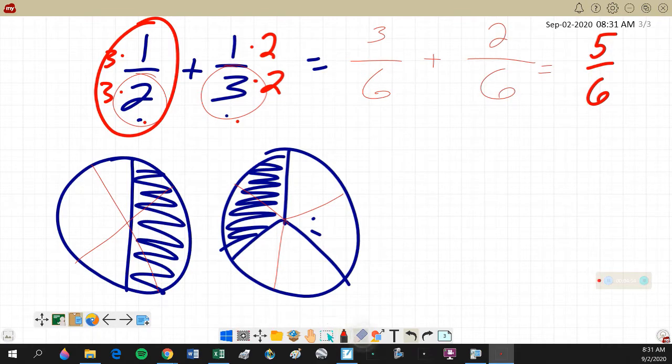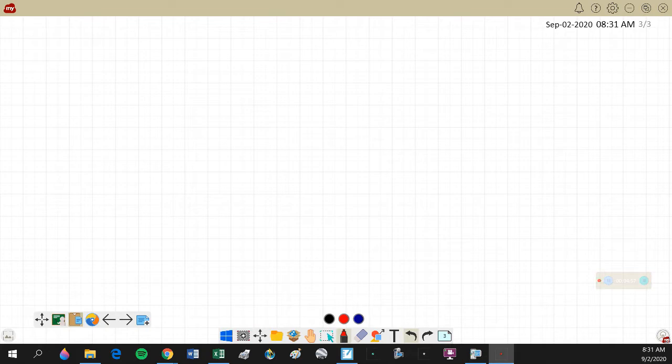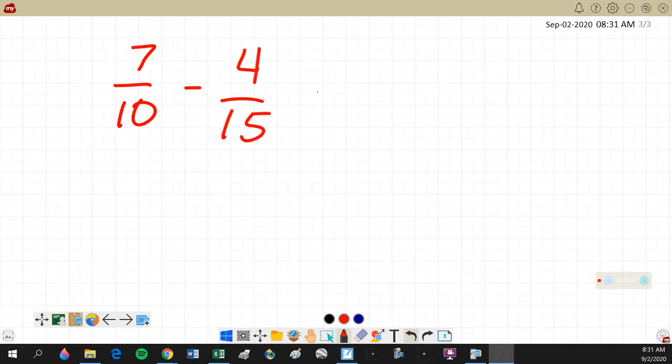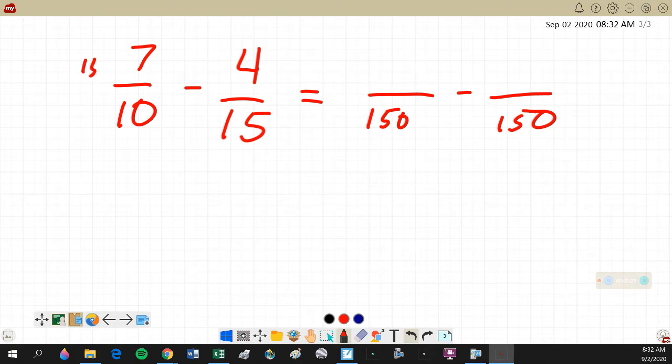Let's do one that's a little bit harder. Let's do 7/10 plus, let's do minus 4/15. They do. Now, one thing you can always do is 10 times 15. So you could always say 150 and 150 and then times this one by 15 and times this one by 10. That will always work.